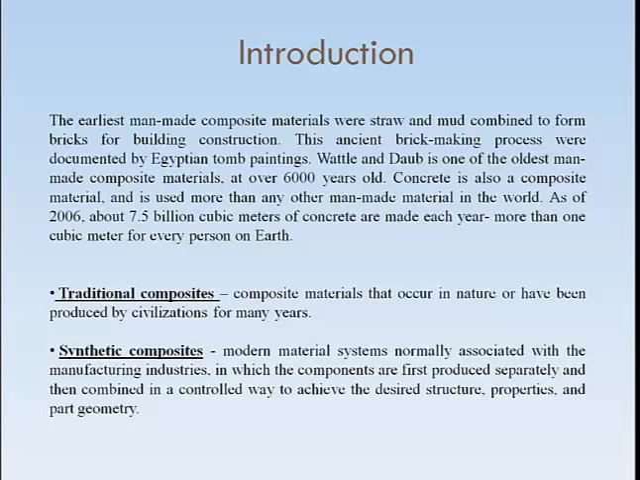Concrete is also a composite material and is used more than any other man-made material in the world. As of 2006, about 7.5 billion cubic meters of concrete are made each year, more than 1 cubic meter for every person on earth. Traditional composites: composite materials that occur in nature or have been produced by civilization for many years.